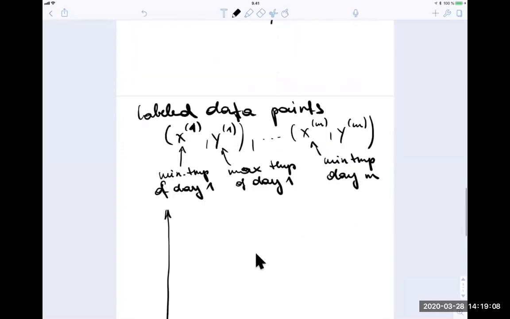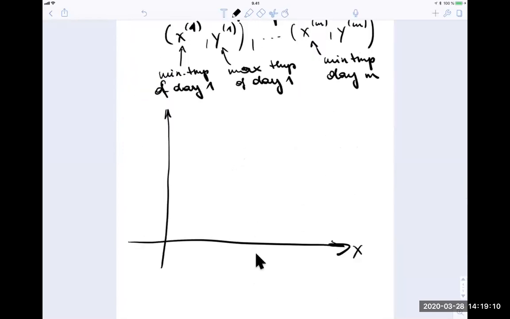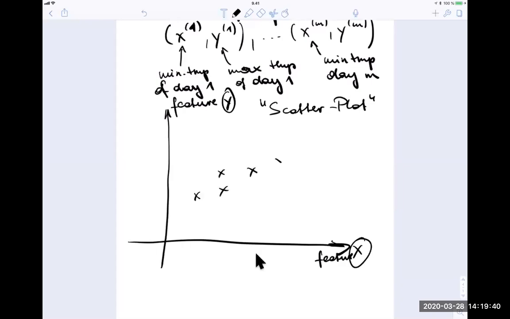So if we now plot this as a scatter plot, a good idea to start working on a machine learning problem is to visualize the data. So we visualize the data in a scatter plot where the horizontal axis is the feature and the vertical axis represents the values of the label. And so from FMI, we get such data.